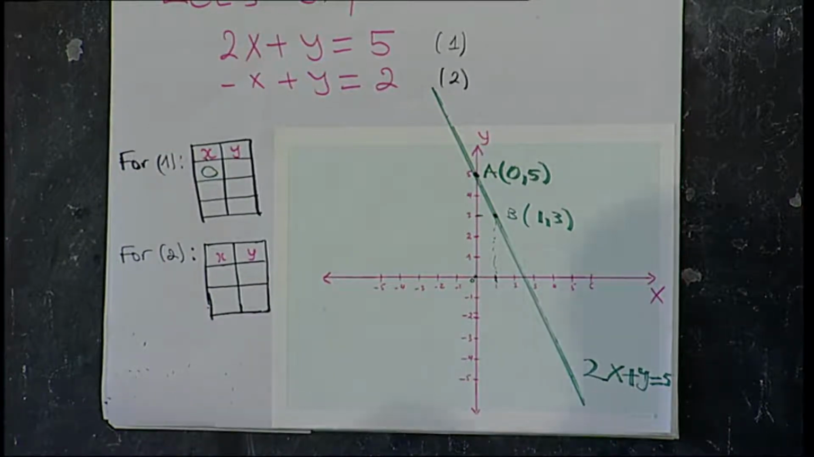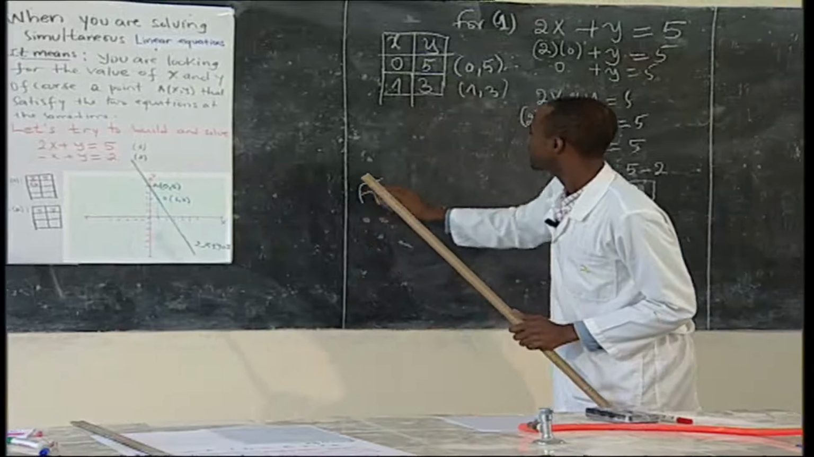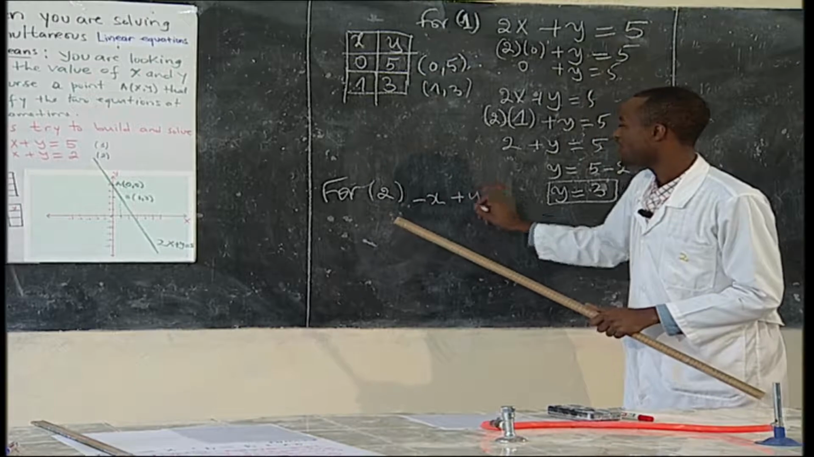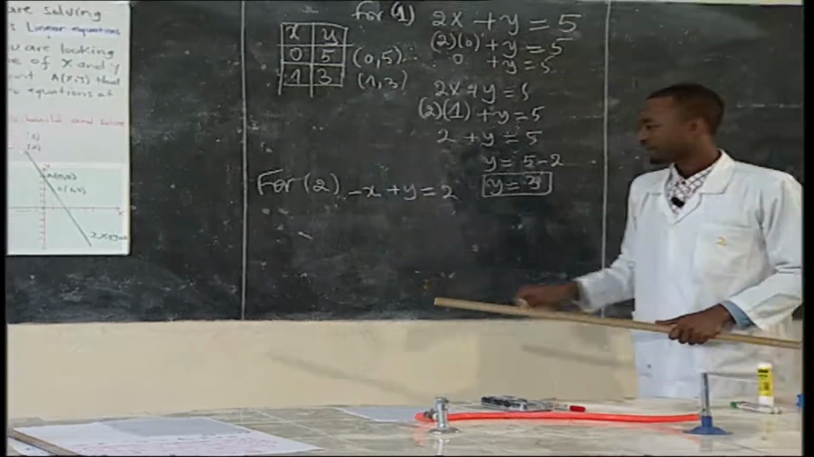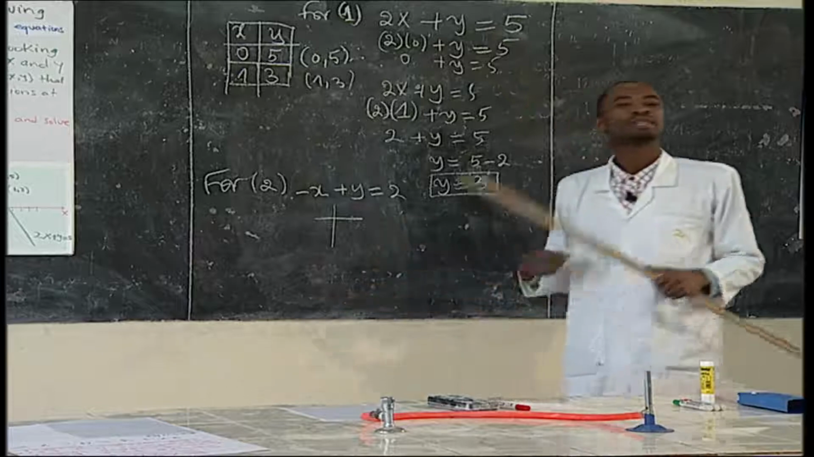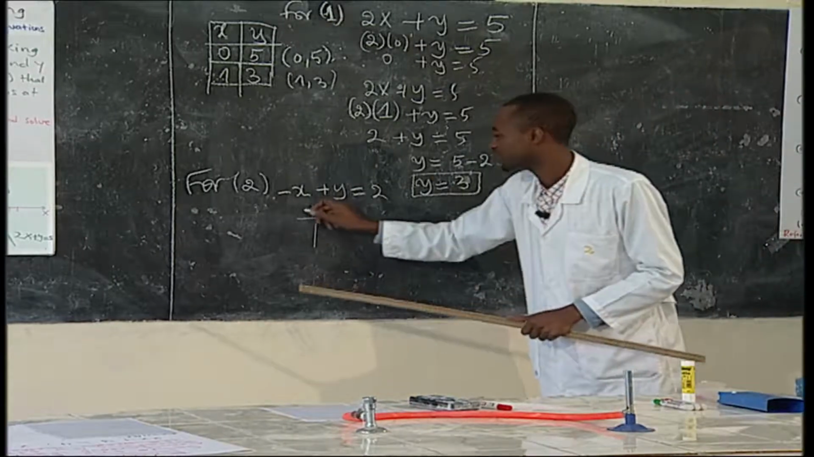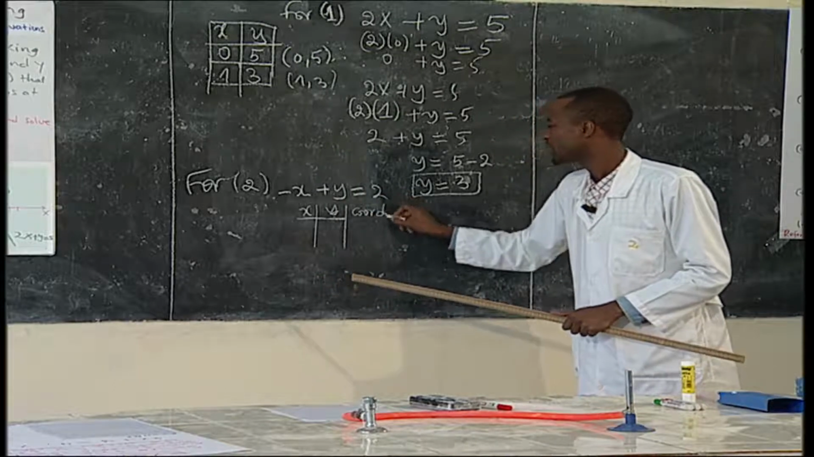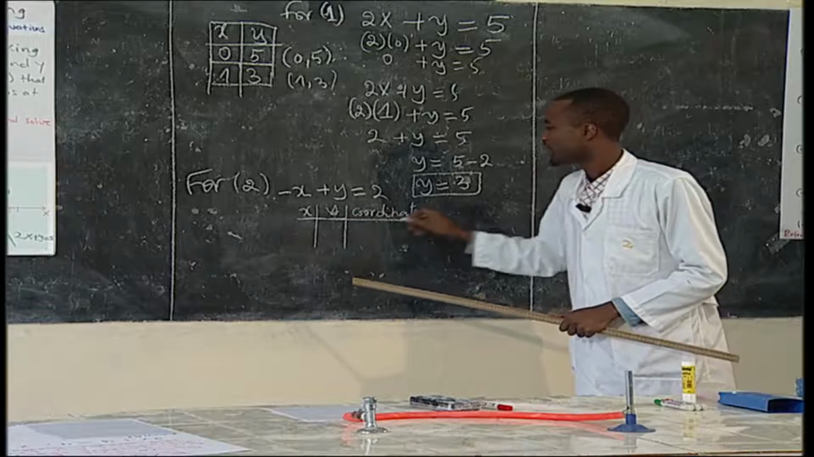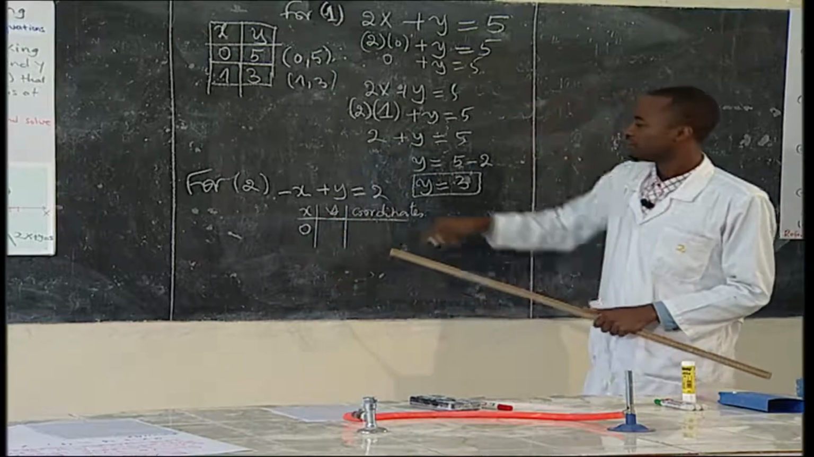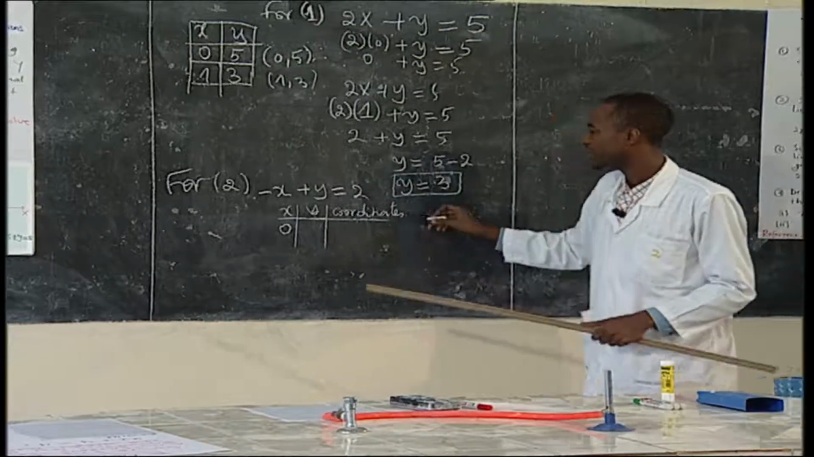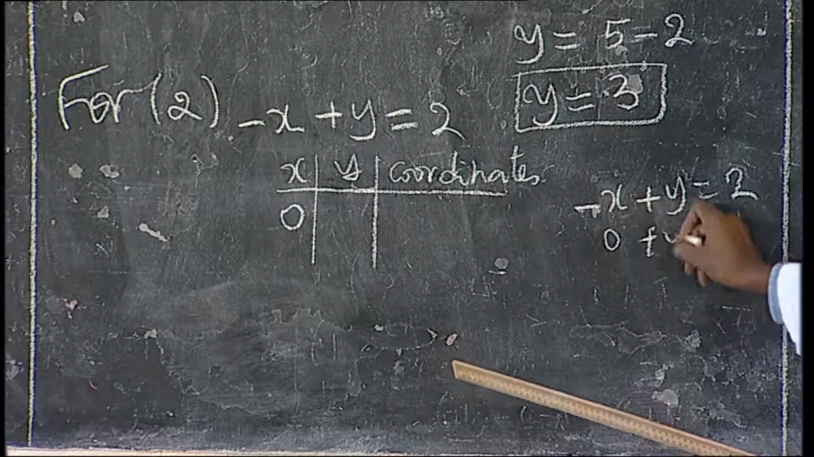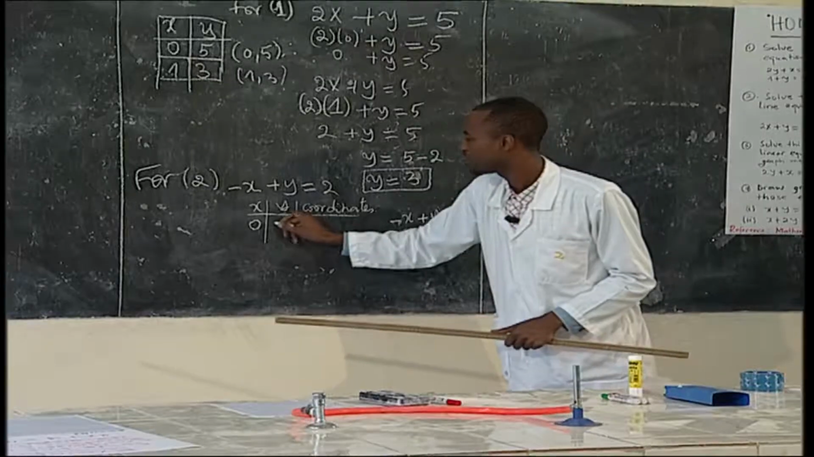Let's go to the second line. Line 2 is negative x plus y equals 2. Yes, you also use the table in order to see the coordinates of the points. Here is x, and here are the coordinates. If x is equal to 0, you put 0 here. What do you get? Negative x plus y equals 2 becomes 0 plus y equals 2. Y will be equal to 2.